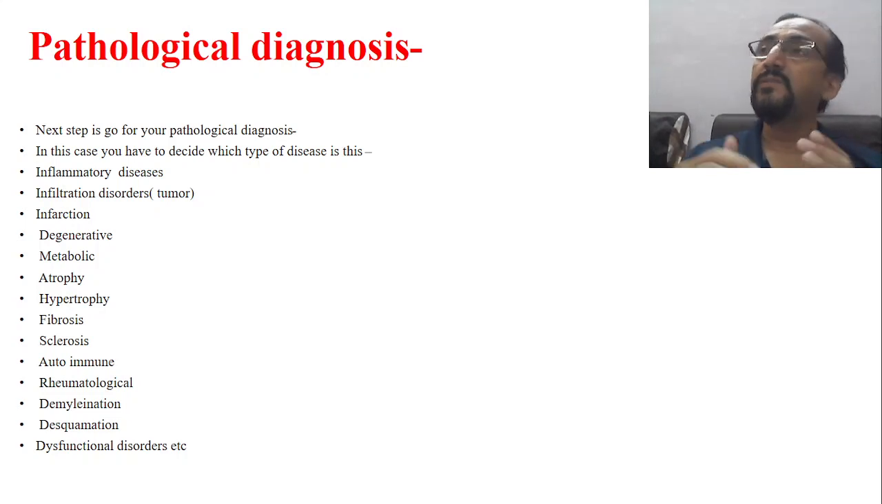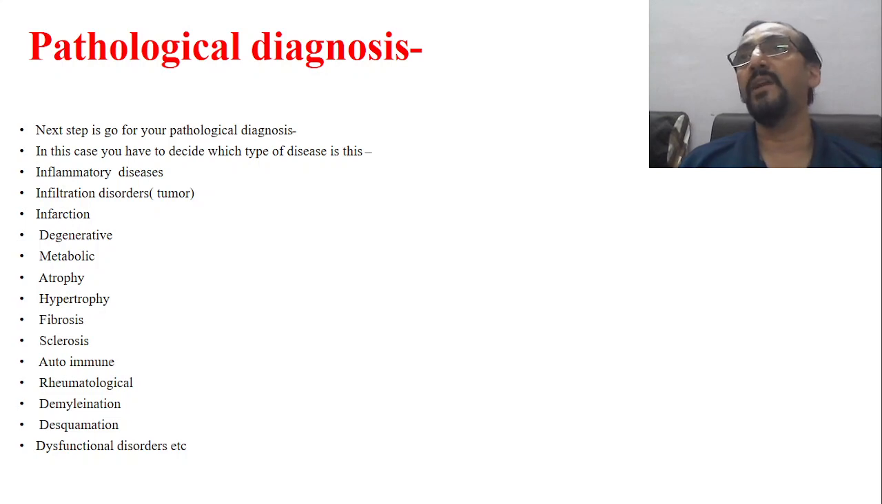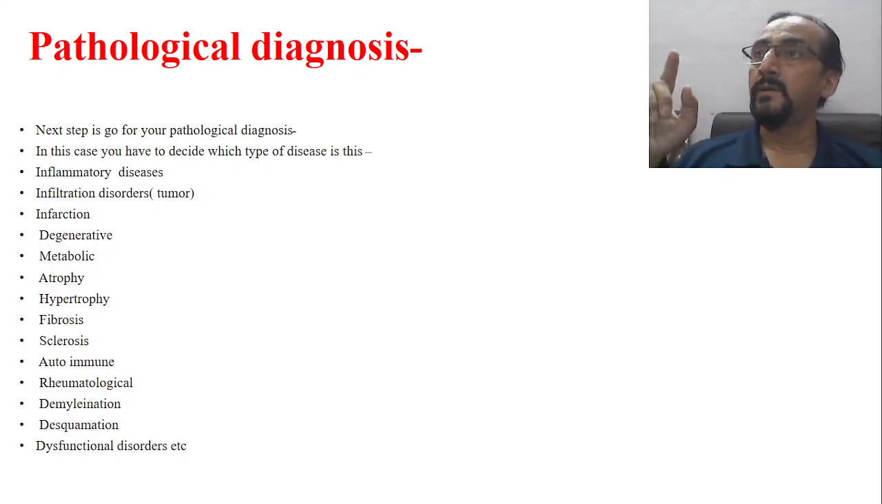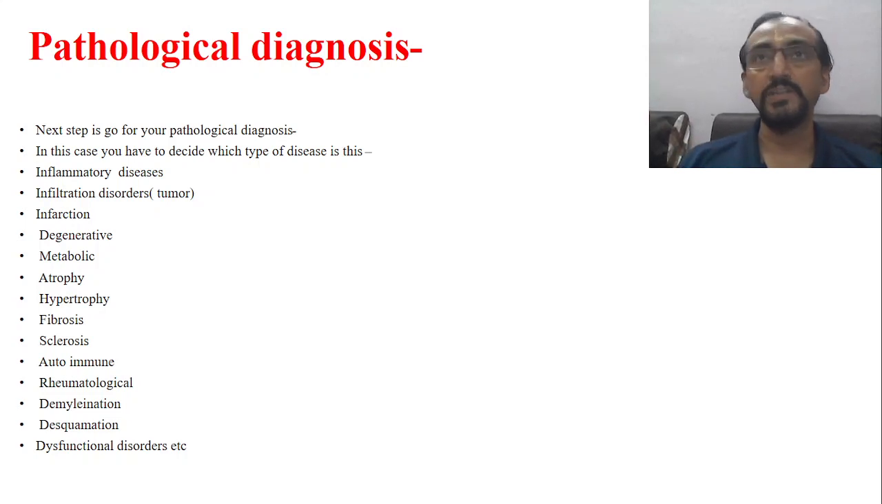Now this is very important. At the end of the pathological diagnosis, we are able to say that yes, this is a disease of the nervous system pertaining to the cerebral cortex, pertaining to the gray matter, with an inflammatory pathology, or a degenerative pathology, or an infarctive pathology, or a hypoxic pathology. So this is called the second step of diagnosis.